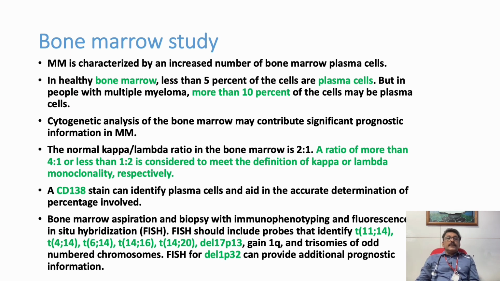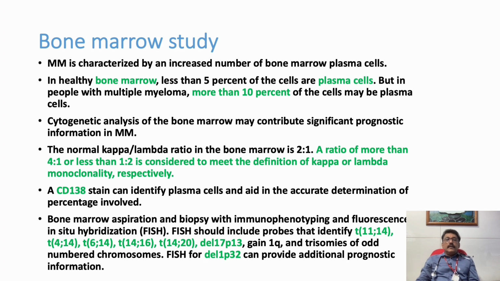You have to do cytogenetic analysis also, and the Kappa Lambda ratio should also be done. The normal Kappa Lambda ratio in bone marrow is 2:1. A ratio more than 4:1 or less than 1:2 is considered the definition of Kappa or Lambda monoclonal abnormality. CD138 staining can be identified in plasma cells and aids accurate determination of the percentage involved. So CD138 is very important to diagnose plasma cells in the bone marrow study, and that can be done in immunohistochemistry studies.